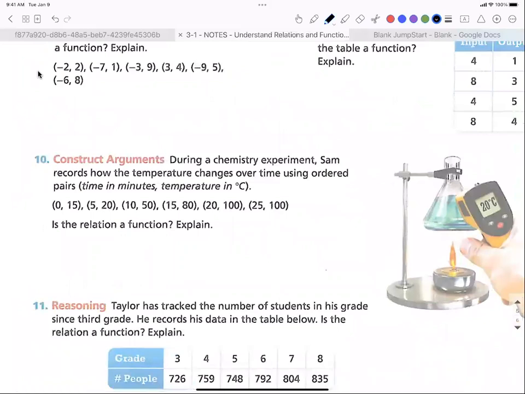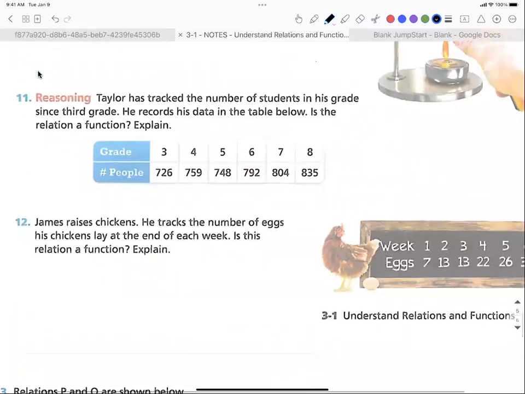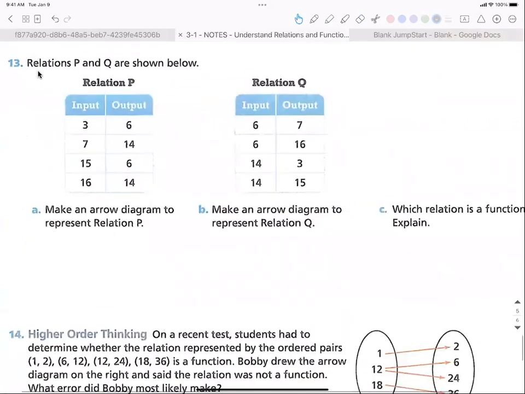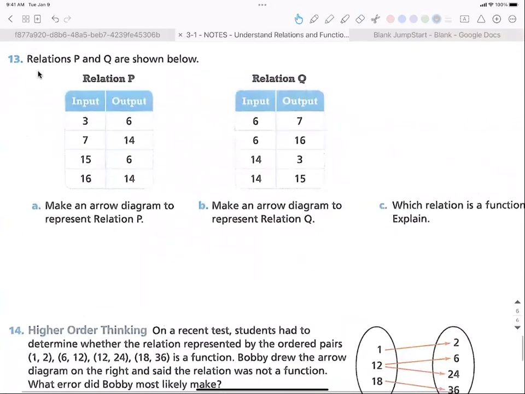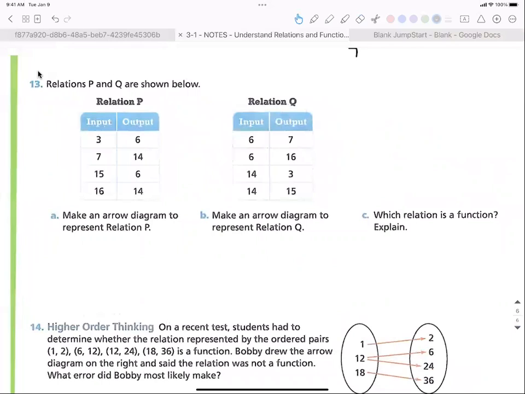All it wants to know is it a function? See how quick some of these are? Number 11, is it a function? Yes or no? Explain. Number 12, is it a function? Yes or no? Explain. So unless it specifically says do an arrow diagram, keep it simple. Just look for a cheating X. And then down here, same thing. It wants you to do an arrow diagram for A and for B, and then for part C, which one is a function. Okay? All right.